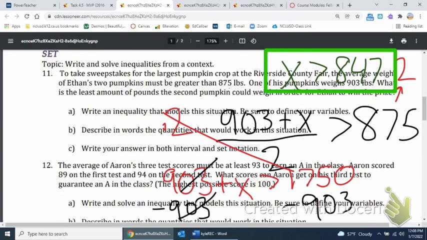Okay, part B wants you to describe in words what quantities would actually work. If we're talking about the weights of pumpkins, explain it in words. What would the pumpkin have to weigh? More than 847, just what our answer says. X is bigger than 847, and X was the pumpkin, so the second pumpkin must weigh more than 847. That's all you're going to put for B. The second pumpkin must weigh more than 847 pounds.